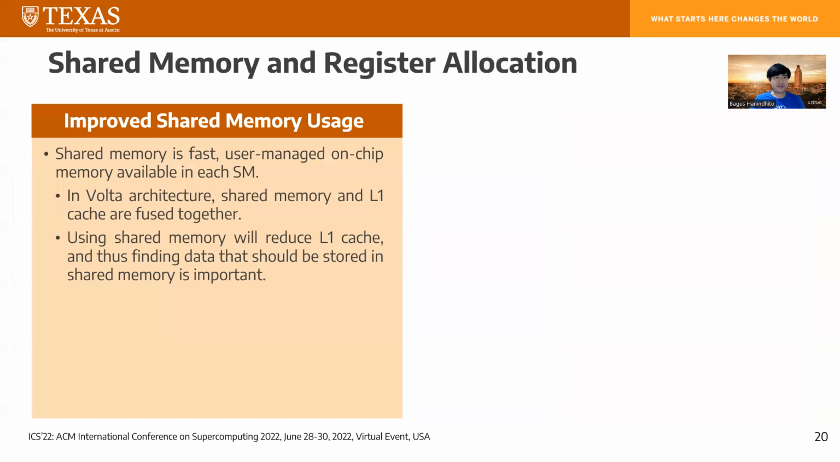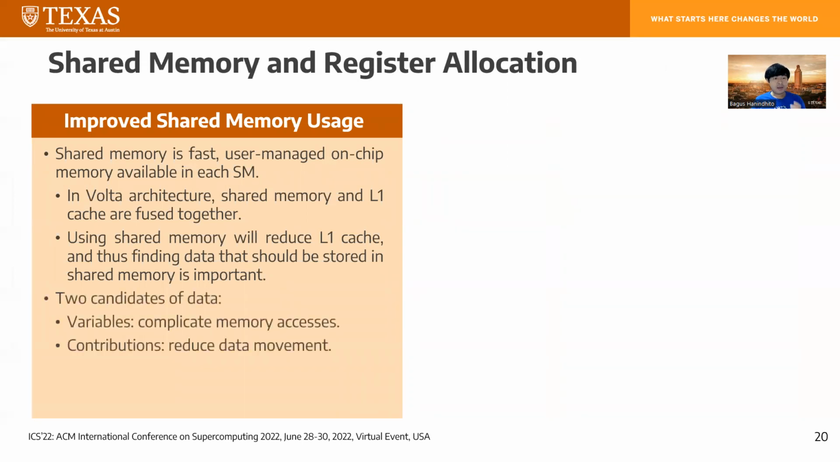Shared memory is very fast user-managed on-chip memory, but in Volta and newer architectures, shared memory and L1 cache are fused together. So we need to find out which data are worth storing in shared memory. There are two candidates of data, the contribution and variables, but for variables, it will complicate memory accesses. So we go with contribution. So we store the contribution in shared memory.